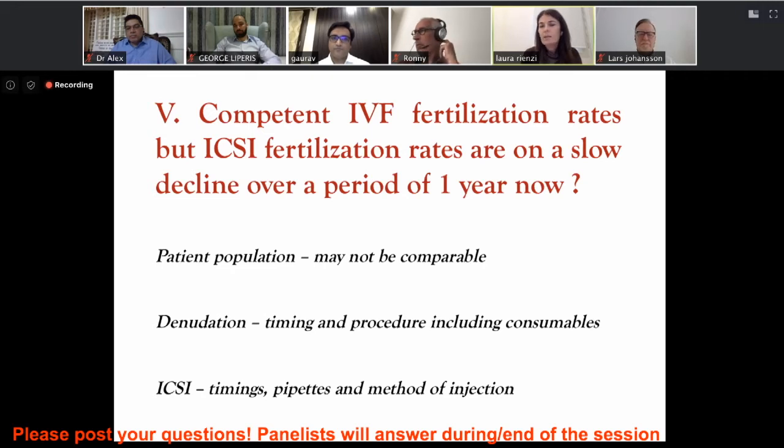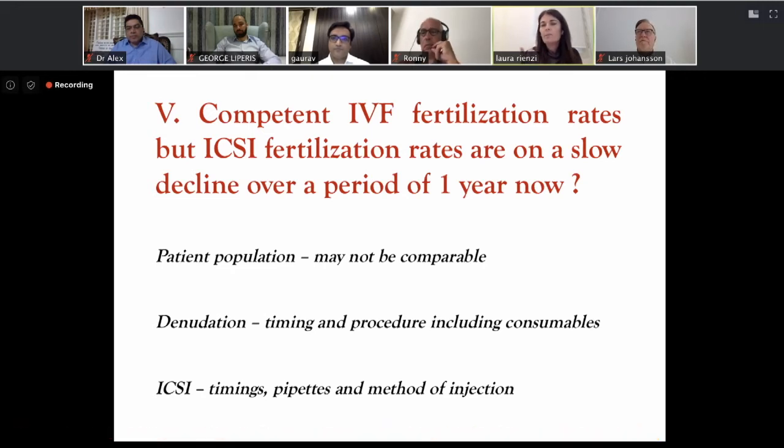And this is in particular related to all the timing, the methodology, the media, the volume used for denudation, because this is a big exposure outside of the incubator. So, for instance, timing is very important. How long does it take to make a denudation? Maybe at the beginning you denuded only 5 oocytes at the same time, and you could have a very nice fertilization rate with ICSI because everything was really under control one by one. And with time, you start to denude 20 oocytes together, so the denudation process will be longer. The ICSI process will be much longer.